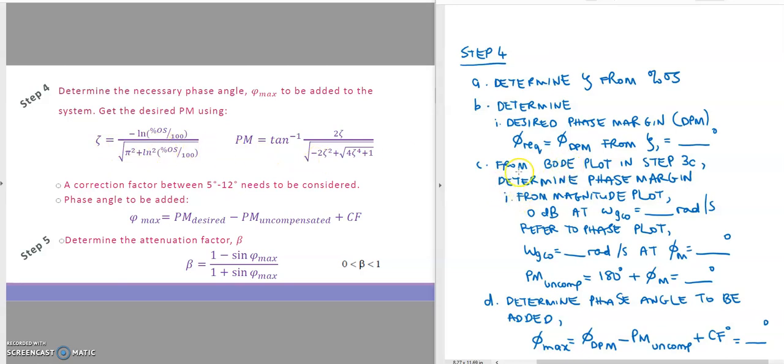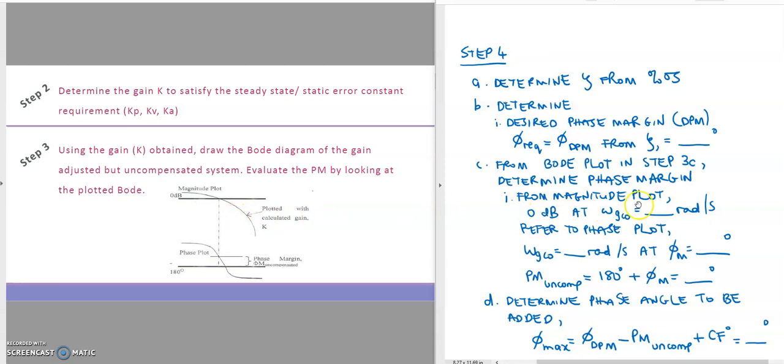The next one, from the Bode plot in step 3C, determine the phase margin. Okay, we're back to step number 3. From the magnitude plot at 0 dB, you determine the gain crossover frequency, omega GCO, and then at the same frequency, refer to the phase plot. So at omega GCO, read the value of phi m, which is equal to the value in degrees from the phase plot. So you read this value of phi m, and then determine the uncompensated phase margin using this formula.